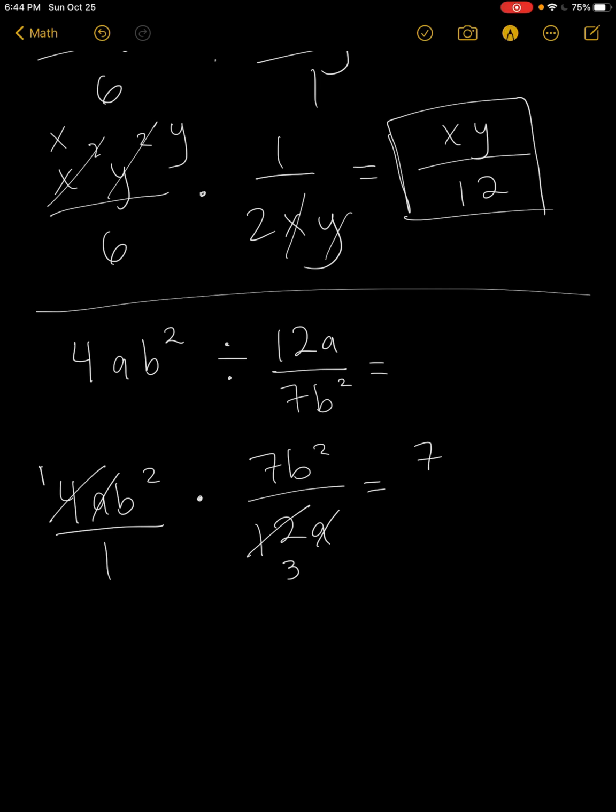Right, a over a is 1. And then we have b squared times 7 times b squared. So 7 times b to the 4th power over 1 times 3 is 3. And there we go. Simplified. This time I simplified before multiplying. If you wanted to multiply it out first and then simplify, you can totally do that. Get the same answer. All right.